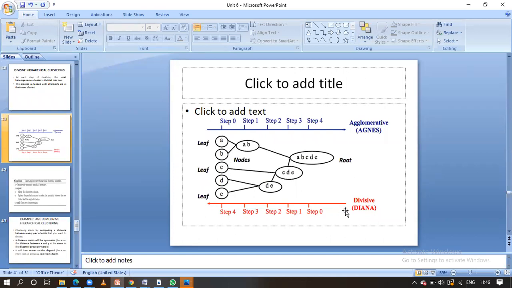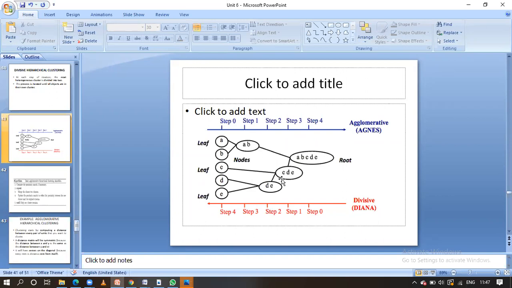Coming to divisive hierarchical clustering, the first step is that we take the root. That is the zeroth step. Next, based on dissimilarity, we divide it into two different clusters. AB and CDE have different properties, that is why we divide them.